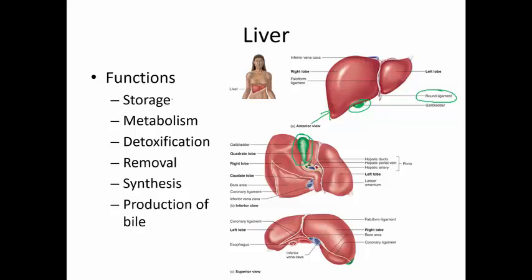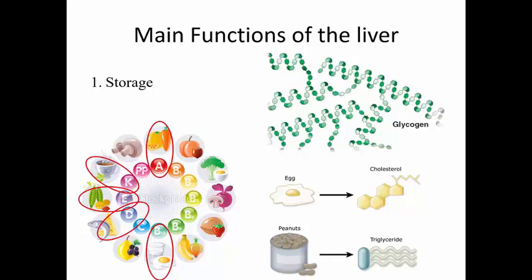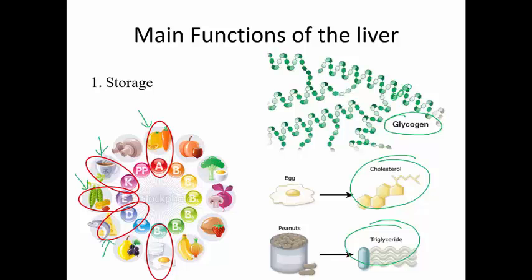So functions of the liver include storage, metabolism, detoxification, removal of substances, synthesis of substances, and production of bile. So let's talk about these. First of all, storage. You get storage of glucose. Glucose molecules are these little green molecules, and we store them in the complex carbohydrate glycogen. You get storage of cholesterol and storage of triglycerides inside the liver, and you get storage of vitamins: vitamin K, vitamin A, vitamin E, vitamin D, and vitamin B12.